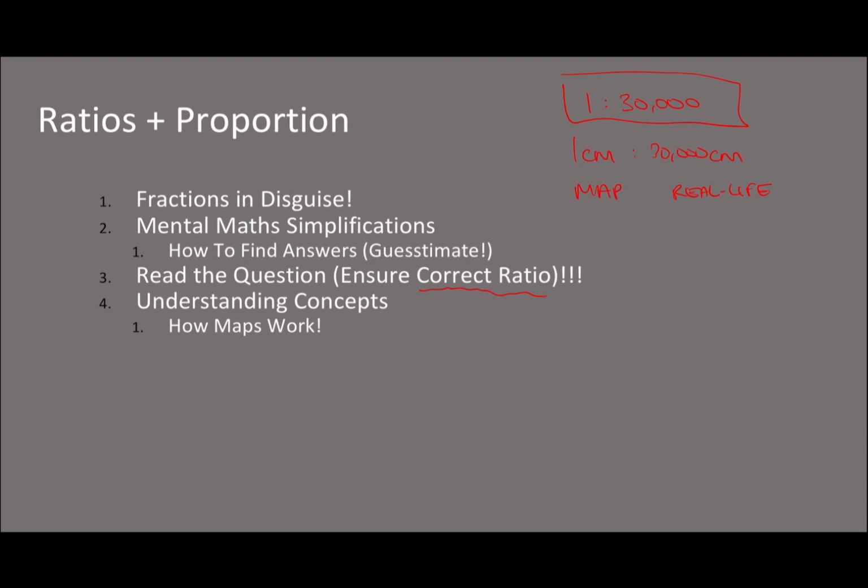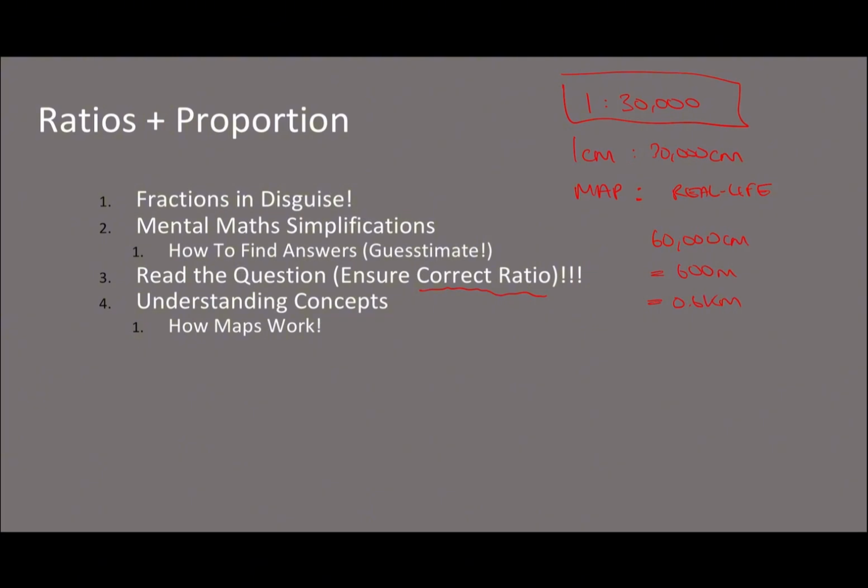As long as the number is 30,000 times bigger, it's fine. So that's all that the map is. So for example, if something is 2 centimeters on the map, that means it's 60,000 centimeters in real life. 60,000 centimeters is equal to 600 meters, which is 0.6 kilometers. Okay, so then you'd work it out like that.